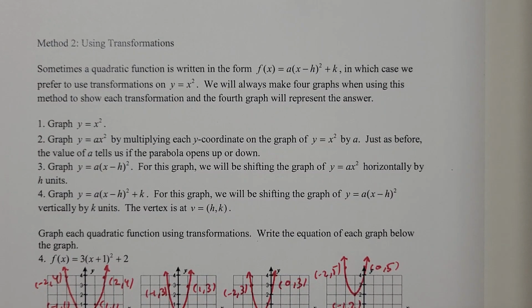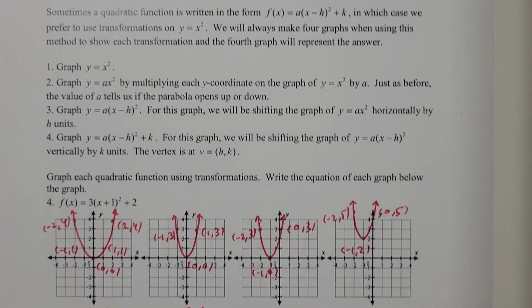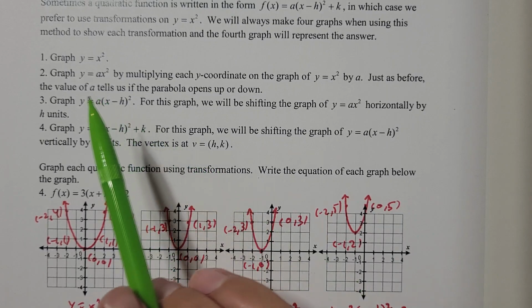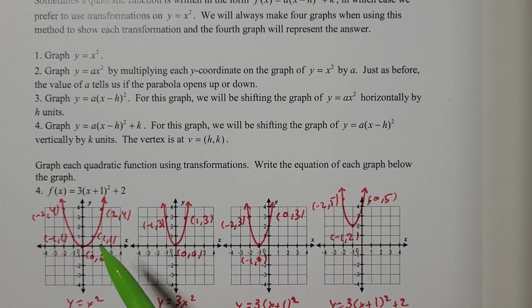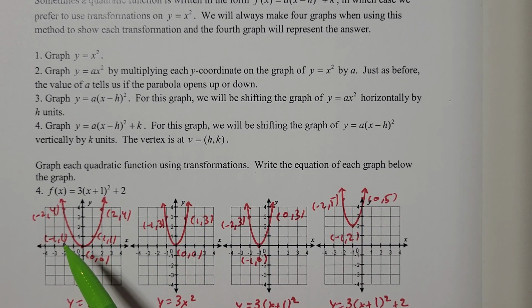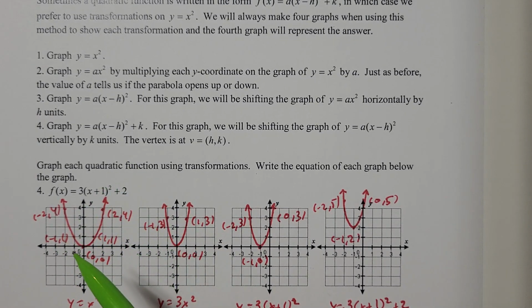Okay, we're always going to make four graphs when we use this method, and the last graph is always going to be our answer. So here's what's going to go on these four graphs. The first graph is always going to be the graph of y equals x squared. You're going to graph the parabola, and I always label these 5 points: 0, 0, 1, 1, negative 1, 1, 2, 4, and negative 2, 4, just because you're going to be moving these points around, and you've got to keep track of where things are going.